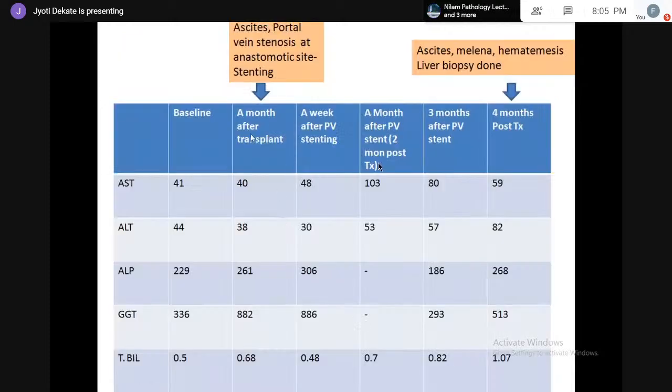A month after transplant, she developed ascites and was found to have portal vein stenosis at the anastomotic site. Stenting was done in the portal vein, and flow was established. This patient was doing alright till a week after portal vein stenting. However, later on, she progressed to have ascites and features of portal hypertension in the form of melena and hematemesis, and at this point of time, the liver biopsy was performed.